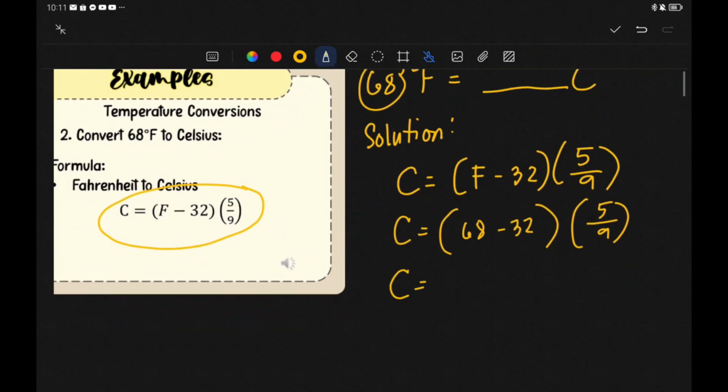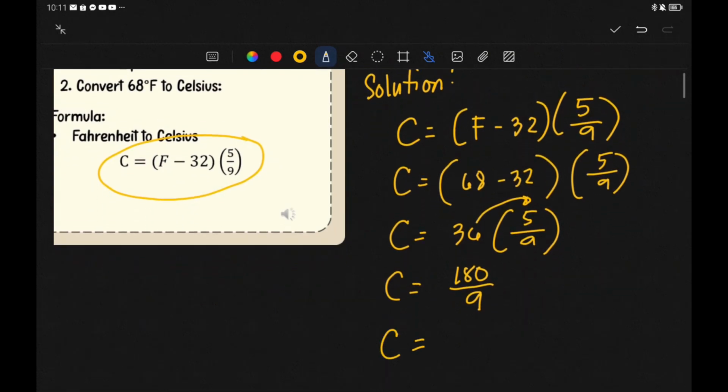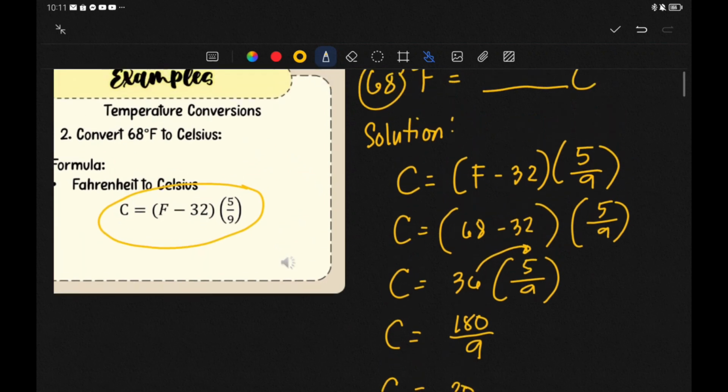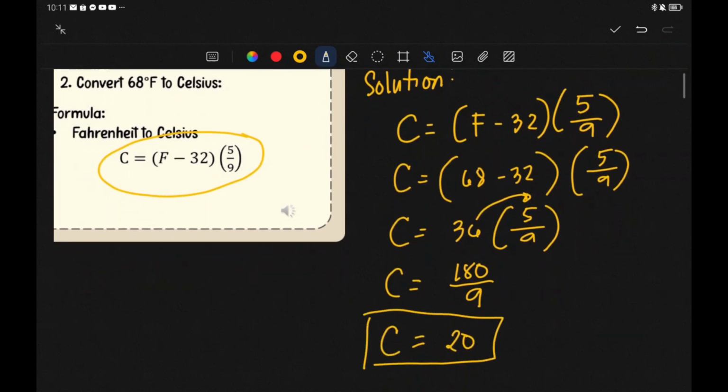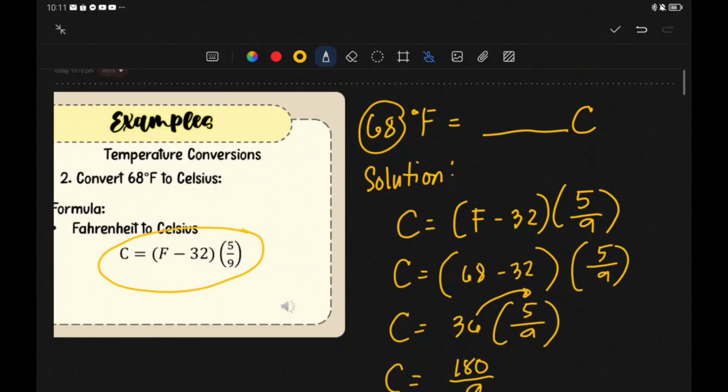C equals 68 minus 32, that is 36 times 5 over 9. C equals 36 times 5, that is 180 divided by 9. 180 over 9 is equal to 20. Therefore, when our Fahrenheit is 68 degrees, then that is equal to 20 degrees Celsius.